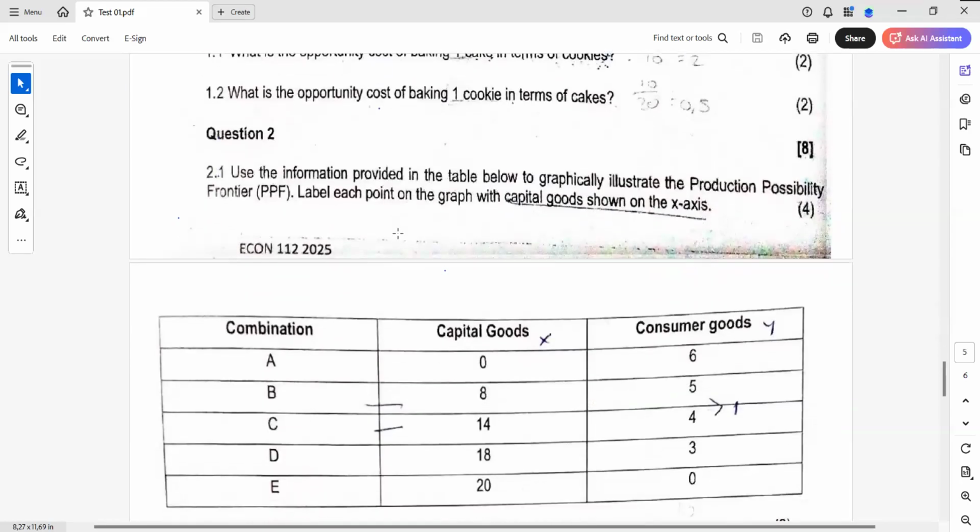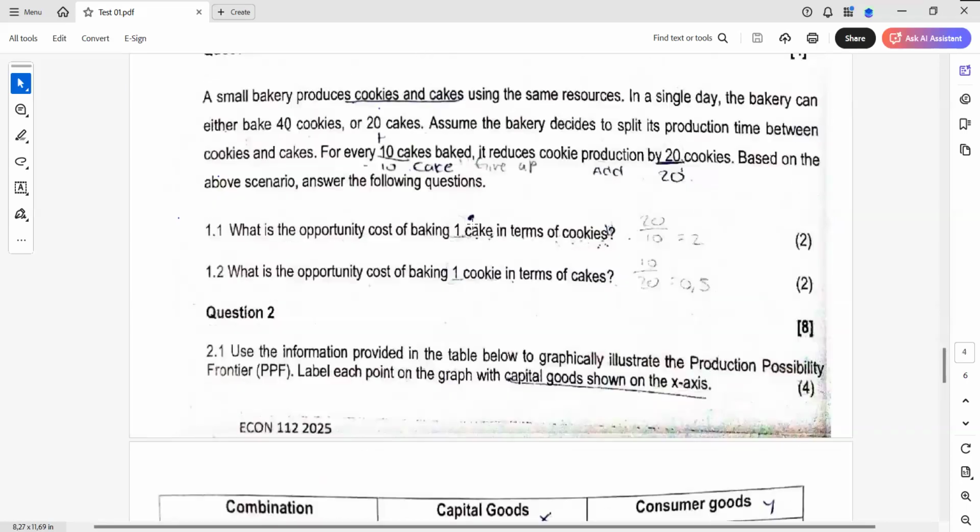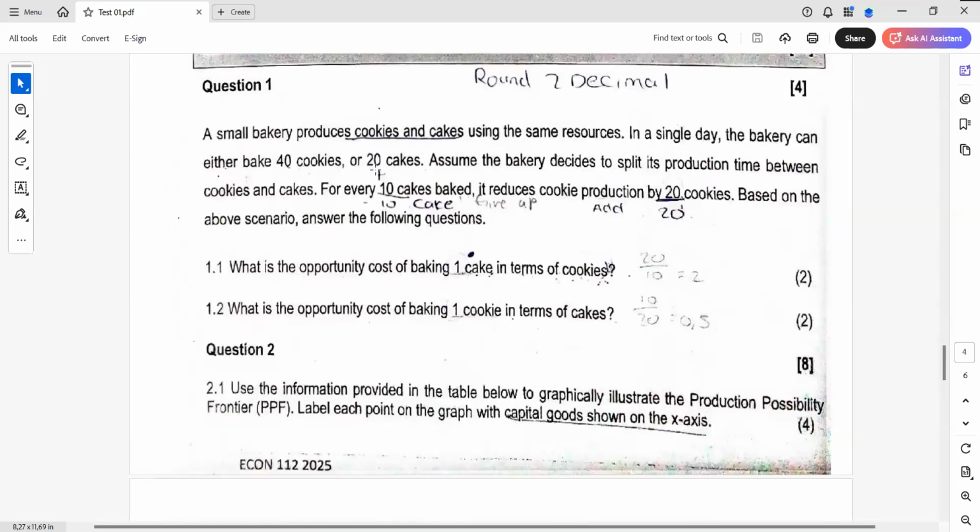Use the information provided. Let me just see why they said 20 over. If in a single day the bakery either bakes 40 cookies or 20 cakes, so you either bake 40 cookies or 20 cakes, say 40 over 20. Where's my calculator?